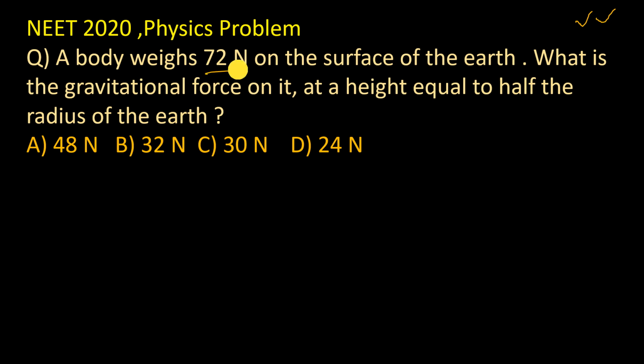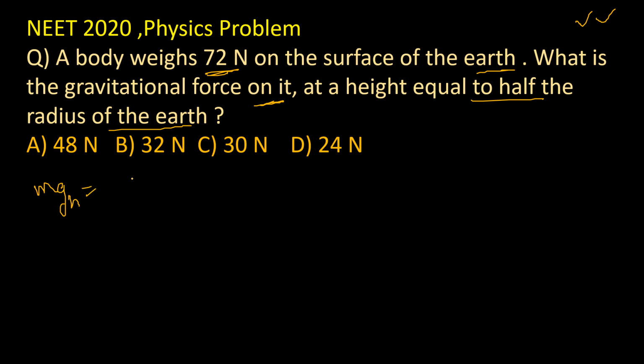A body weighs 72 Newton on the surface of the earth. What is the gravitational force on it at a height equal to half of the radius of the earth? So we can see now the gravitational force at a height.